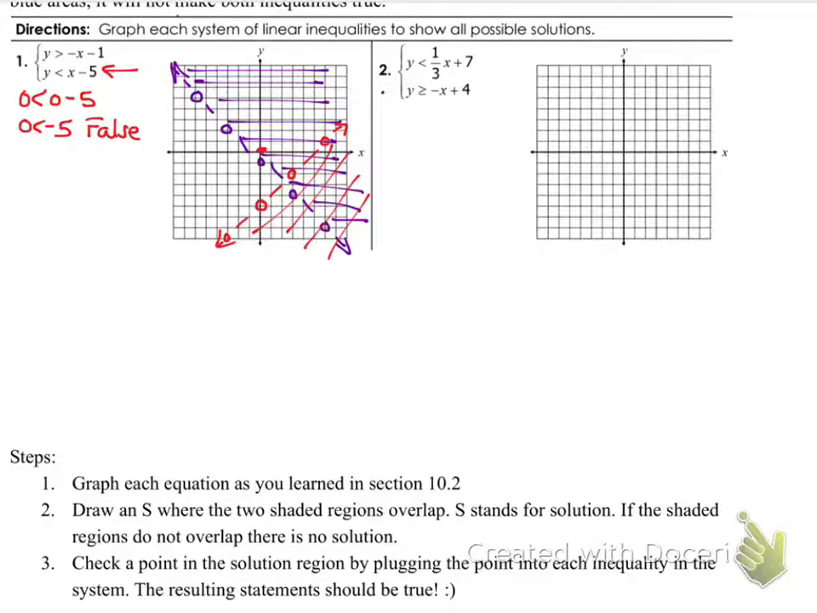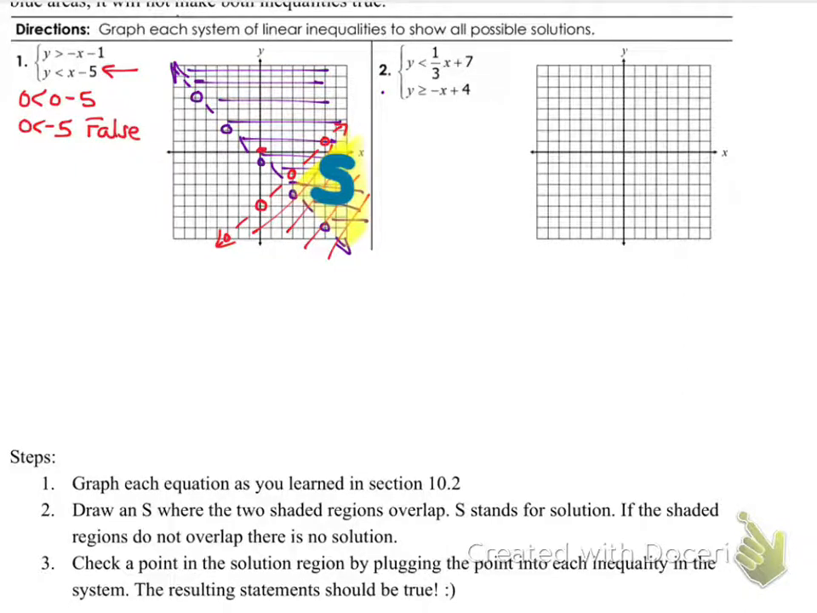And if I look, this section right here is the part that has been shaded when I graphed both, so that's where I'm going to get my solutions. That's the area for my solutions. And in my steps, I asked you to plug in a point that's in that section just to make sure. So plug in, I don't know, the point, just pick one over there and test it out.